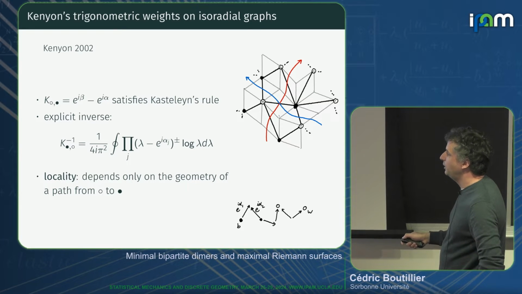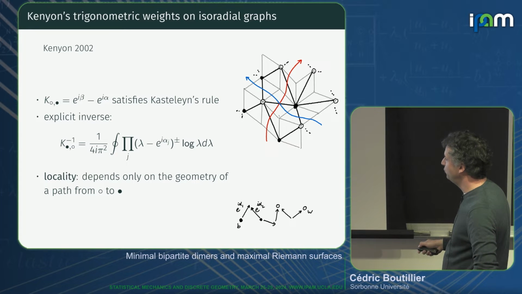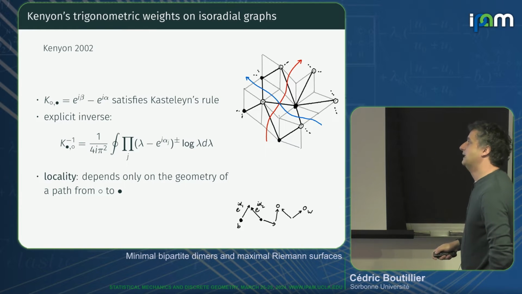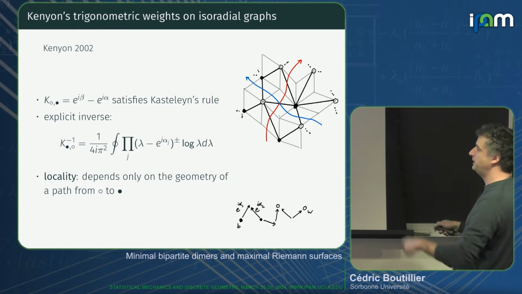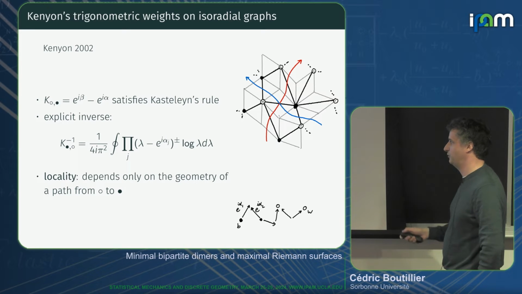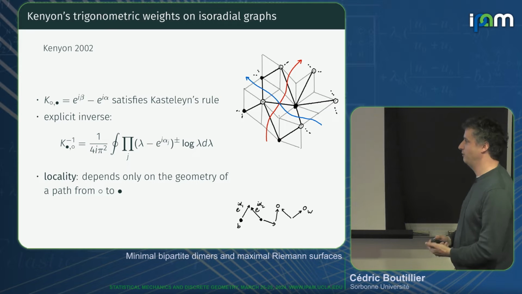So the entry of the inverse Kasteleyn matrix between a black and a white vertex, which may be far away, is computed by first accumulating along a path between these two vertices. So this is a path in the graph of rhombi. I collect these unit numbers and create this rational fraction. With these linear factors, they go to the numerator or denominator depending on some convention I will not explain. And then you multiply by the log, you compute some contour integral, and you get a formula.